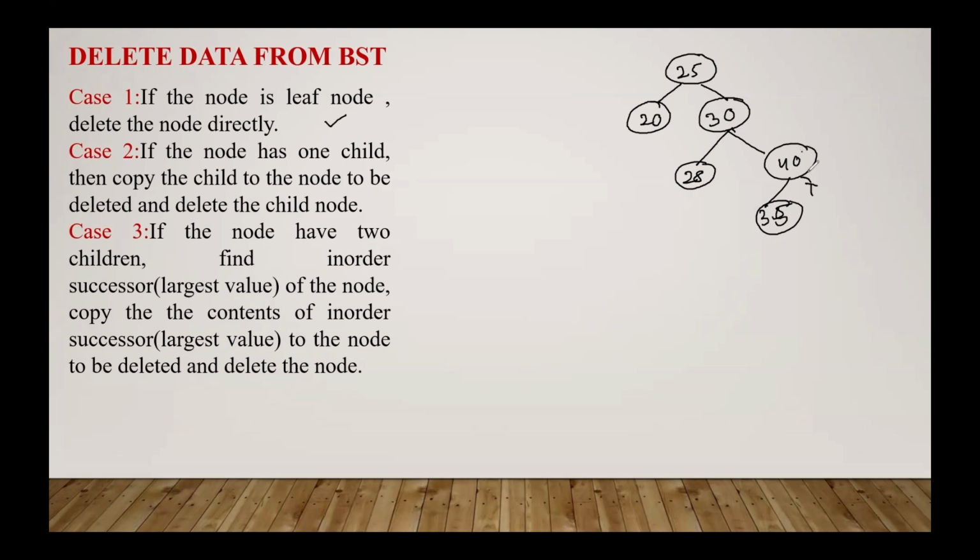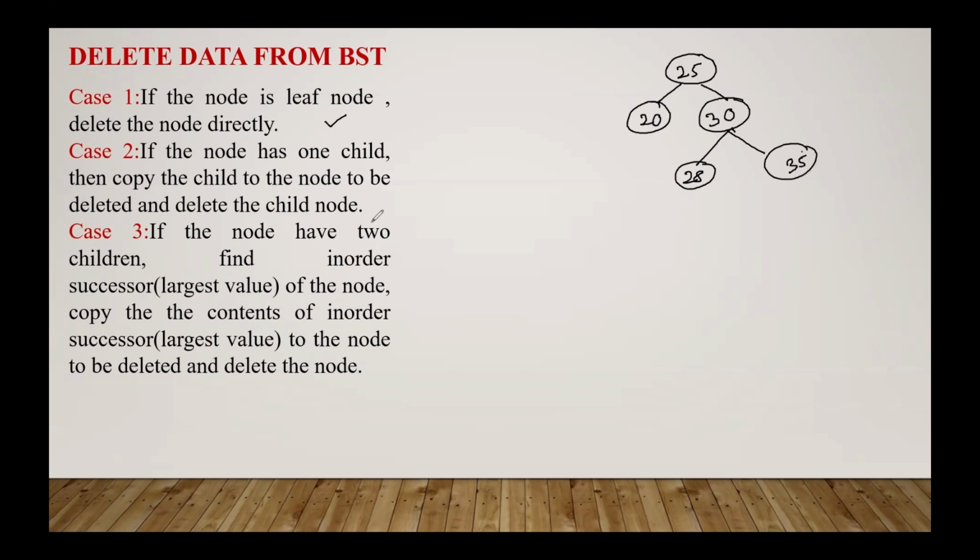40 we want to delete. If you want to delete it, then simply copy the 35 value to this one. So here we copy the 35 value into this one and delete this node. If we copy this one and delete the value, there is no loss of information. We copy the value and delete the node. After each and every deletion operation you have to check whether it still satisfies the binary search tree property or not. Yes, right now it satisfies that.